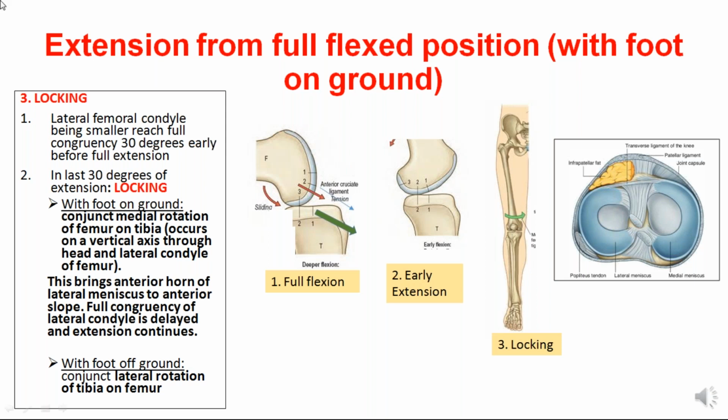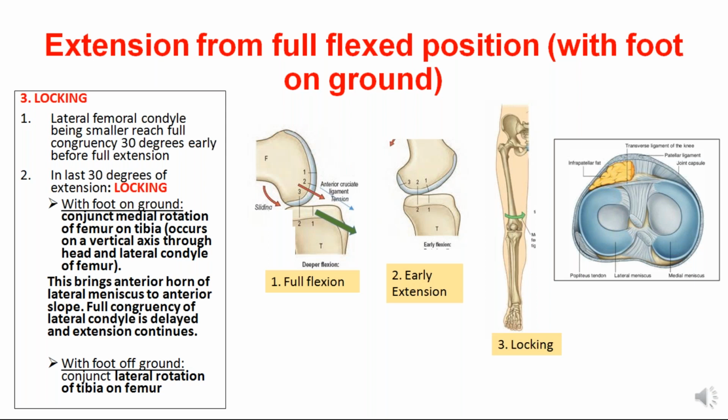So what happens is, when the extension is taking place, the lateral femoral condyle, being smaller, will reach its full congruency. That means its full articular surface will be utilized earlier as compared to the medial femoral condyle. And this happens just 30 degrees before the full extension of the knee joint. So that means to complete the extension process, we must have another mechanism, which is called the locking mechanism.